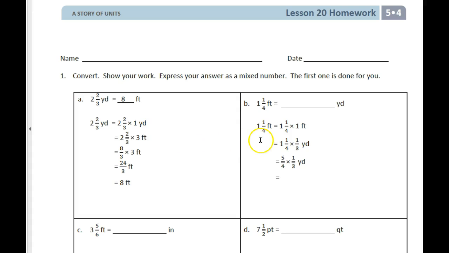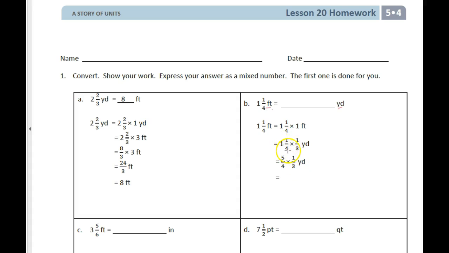So let's go ahead and take a look at this one, and I'll finish it up. It's partially done, and then we'll pick another one, and then I'll have you give a problem a try. So this time we've got feet to yards. Once again, 1 1/4 feet is the same as 1 1/4 times 1 foot. And then we're changing over: 1 foot is the same as 1/3 of a yard.